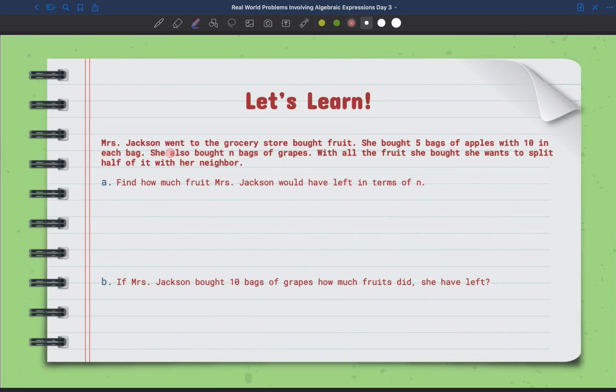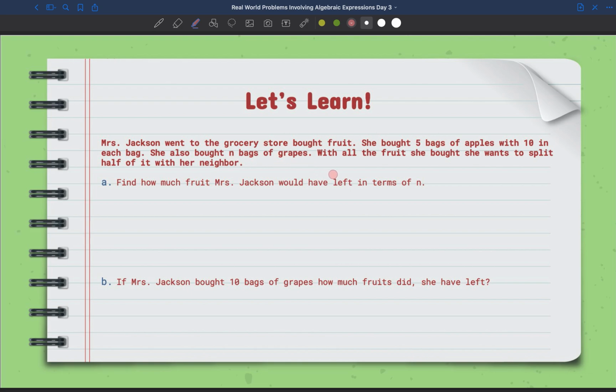Looking at our second problem, it says Mrs. Jackson went to the grocery store and bought fruit. She bought 5 bags of apples with 10 in each bag, and she bought N bags of grapes. With all the fruit that she bought, she wants to split half of it with her neighbor.